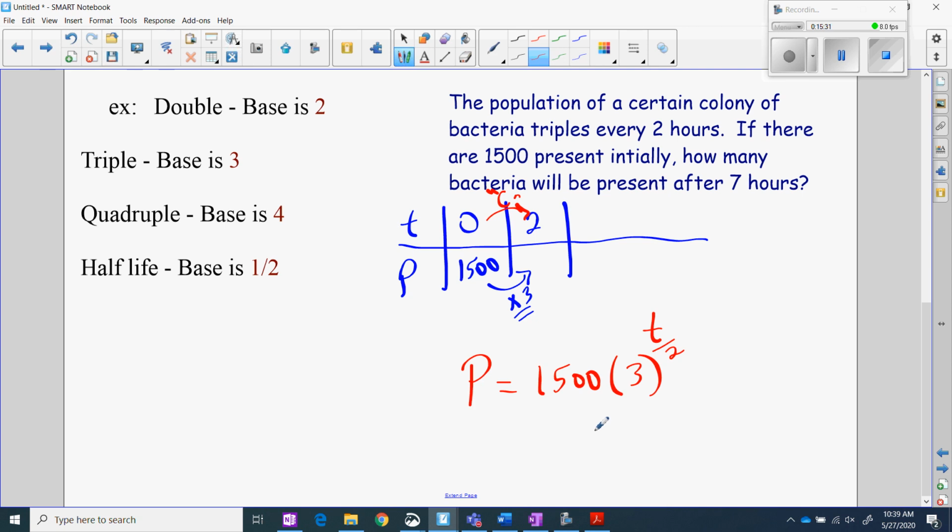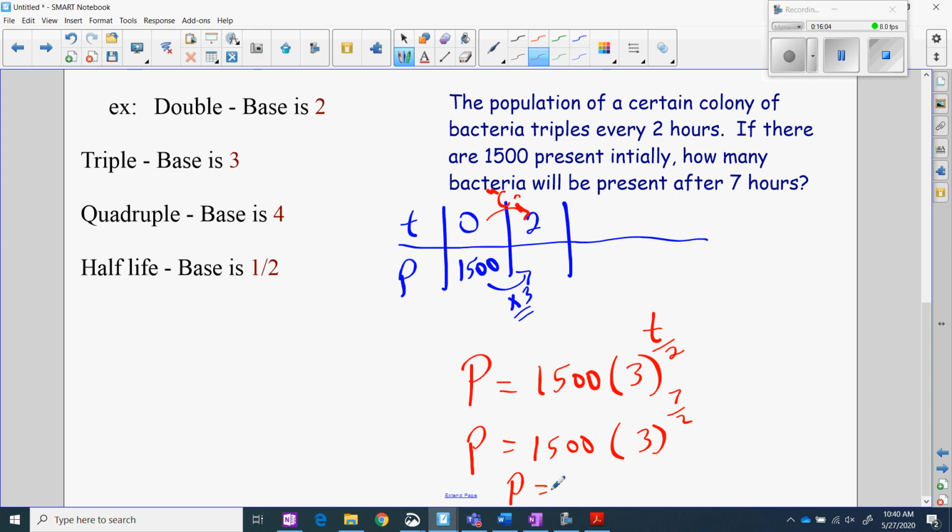So I want to know how many will be there after 7 hours. So that's when t is 7. P equals 1500, 3 to the 7 over 2. And then you just throw that into your calculator, which I'll do here now. You don't have to come in advance. So 15, 3 to the exponent. Multiply that by 1500.